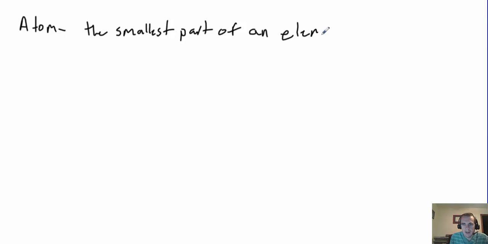Now we know this definition. Atom is the smallest part of an element. But how many elements are there? What makes one atom different from another? What makes one element different from another? Well, let's take a look at all those elements.